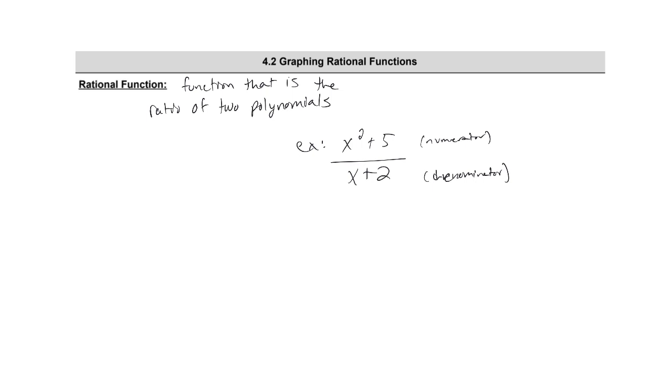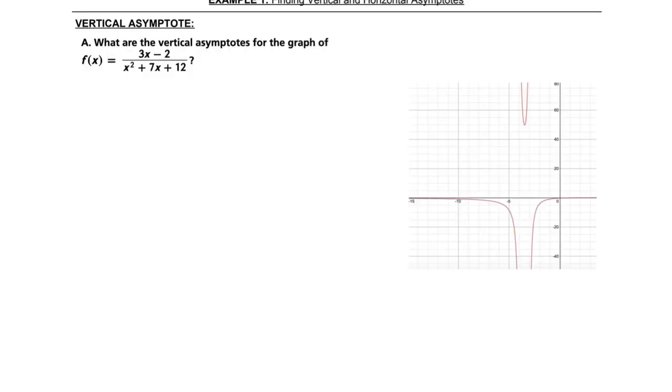And remember, the denominator cannot equal 0. Okay, so we can't have a -2 for x because then our denominator would equal 0. So again, this section is focused on the graphing. So two things that help us graph rational functions are things called asymptotes, which hopefully you remember from Algebra 1. First, we'll start off with the vertical asymptotes, and then we'll go to the horizontal.